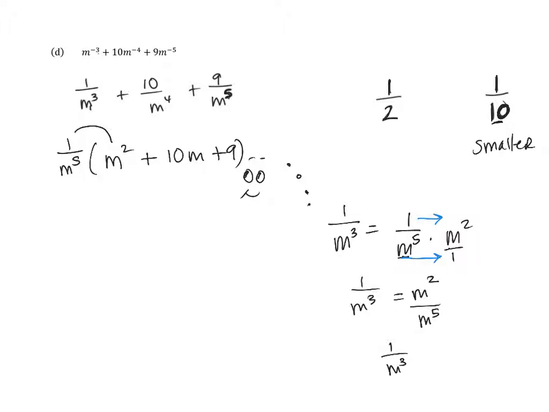Right, because we have m squared, which is m times itself, and then m to the 5th is m times m times m, 5 times. Anything divided by itself is just 1. So I have 1 times 1 in the numerator, there's my 1, and then I have m times m times m, so m cubed in the denominator. So that is equivalent to this first term.